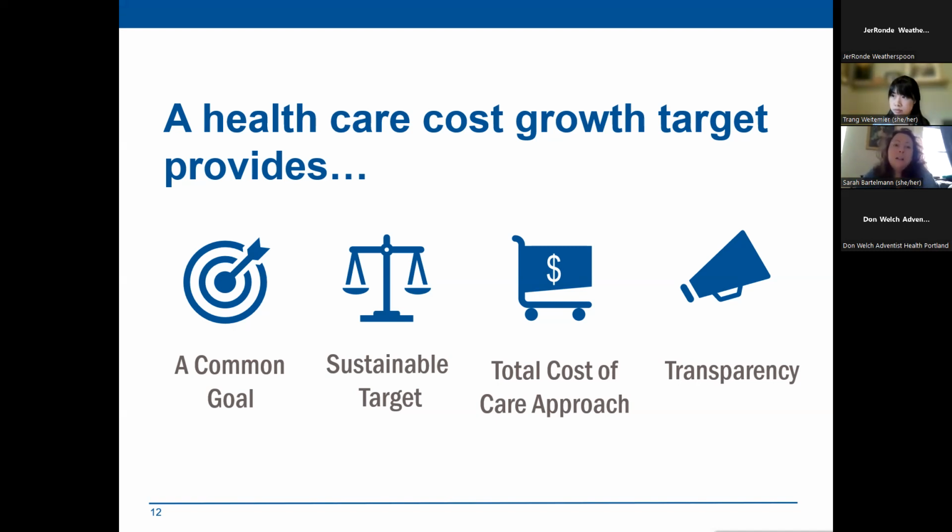And then finally, the cost growth target also provides transparency. And I'll talk more about this as we go, but there is a big reporting and transparency component of this program so that we all understand what is happening with healthcare costs. How are we doing across markets, across payers, across provider organizations, and what are those key drivers? And they're going to change. The cost growth drivers in the pandemic are different than the cost growth drivers before the pandemic, and will likely be different after the pandemic. And we want to understand how that is evolving.